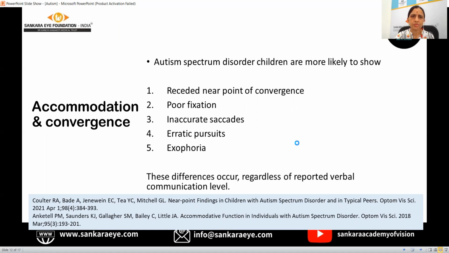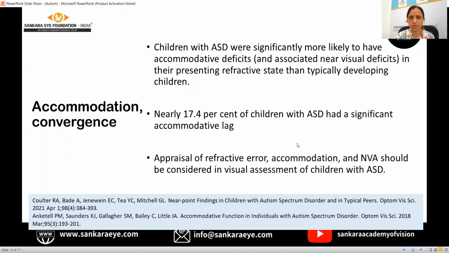What they have also reported is that these children are more likely to have accommodative deficits, especially in terms of accommodative lag. So it's not just the refractive error, but also the accommodation, the near point of accommodation, and near visual acuity that have to be tested in all the children with ASD.